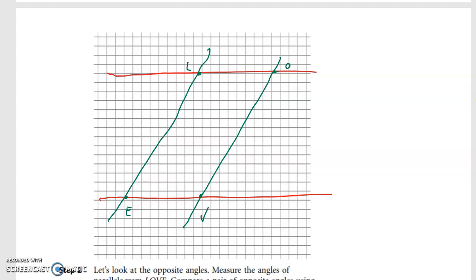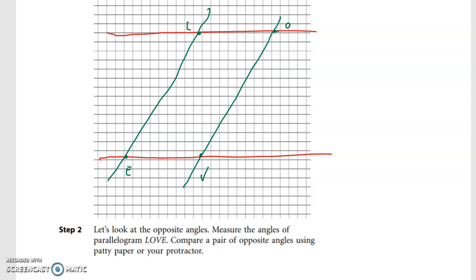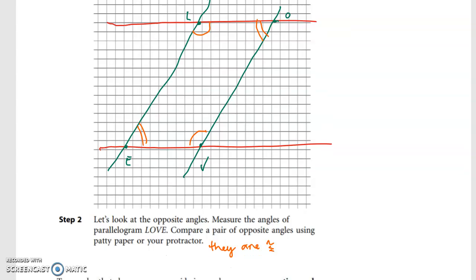So first we're going to look at the opposite angles. Opposite angles would be looking at this angle and this angle, and then you would also take a look at these angles and these angles. So I want you to take a minute and measure them with your protractor. Compare a pair of opposite angles using your protractor. You should find that they are congruent. Again, I do want you to confirm that. Pause the video, use your protractor, and make sure that they are congruent.